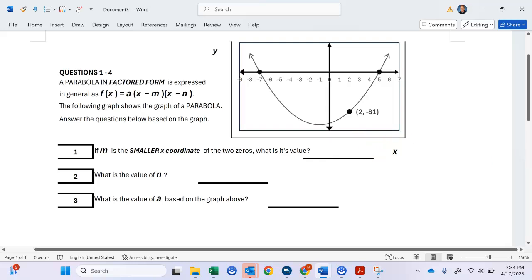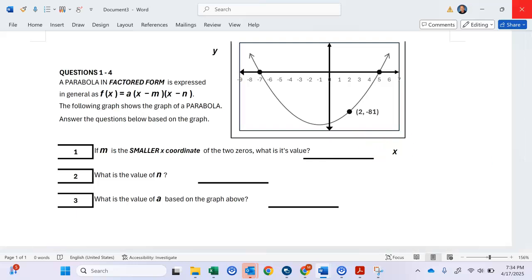Okay, so the key thing here is if m is the smaller x coordinate, so this is the x coordinate of the two zeros. There's two zeros. There's a 0 right here and a 0 right there. So one is -7, correct? And this one is 5. So we want the smaller one. So what is m? M is right here, okay?